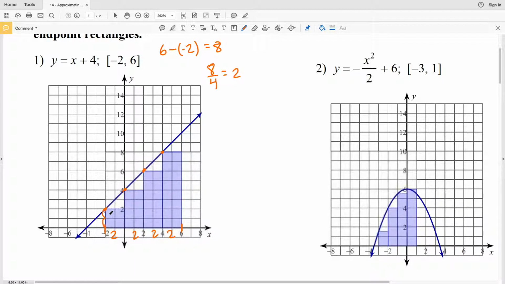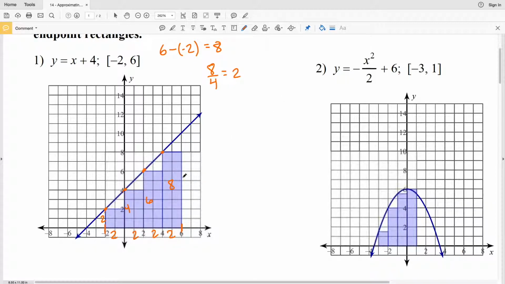Now our first rectangle has a height of 2, our second rectangle has a height of 4, our third rectangle has a height of 6, and our last rectangle, our fourth rectangle, has a height of 1, 2, 3, 4, 5, 6, 7, 8. Now remember, in our directions, we're approximating the area under the curve using those rectangles. So we need to find the area of each rectangle and then add them together. In other words, summing them up.